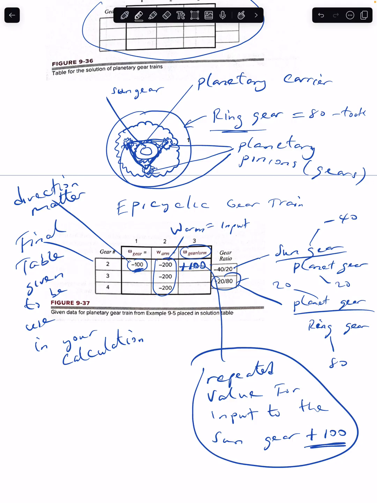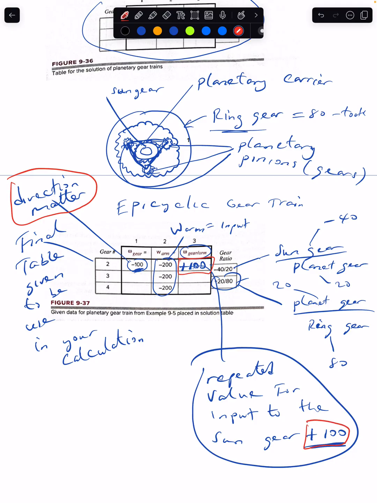So if you want to be smart, just look at the direction. Let me use a different writer so you can see this clearly. To be smart, just look at the direction on the table for the input sun gear. If it is negative 100, then the direction for the input on the sun gear for the angular velocity in the gear and the arm must be positive. It must be positive. That's why I just changed the sign.